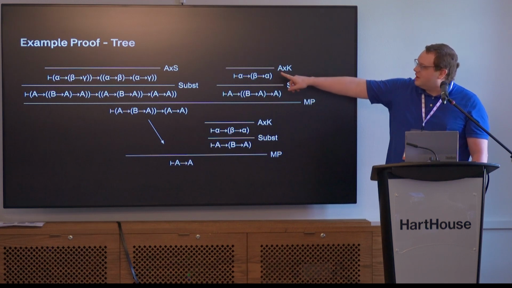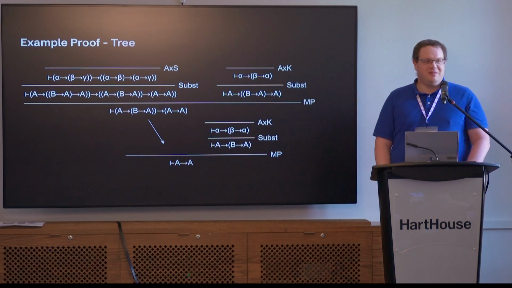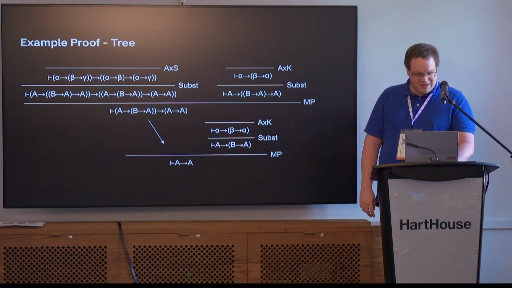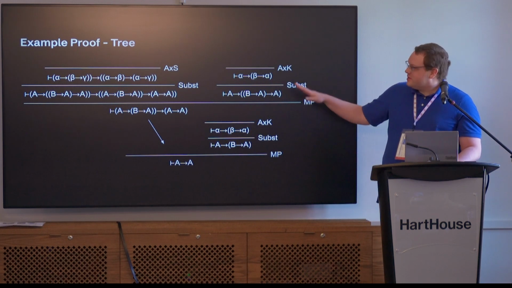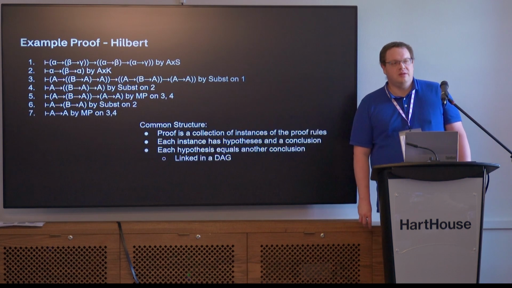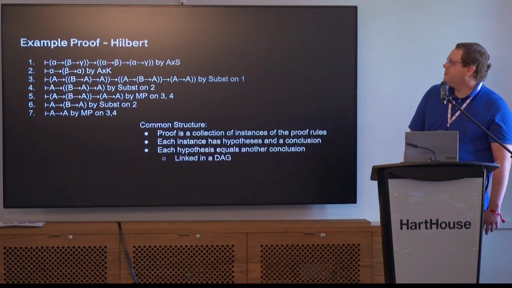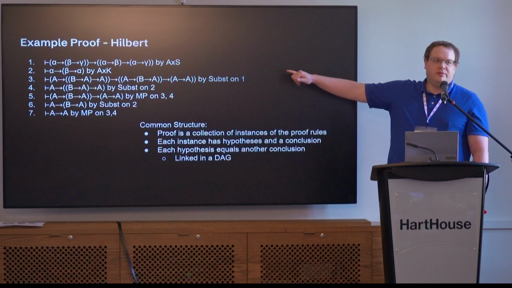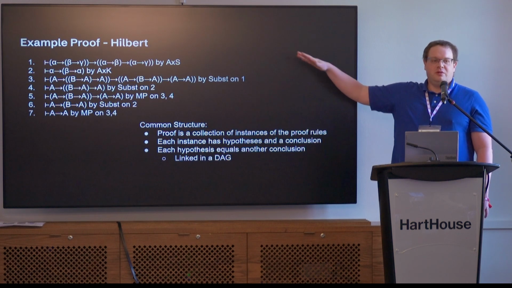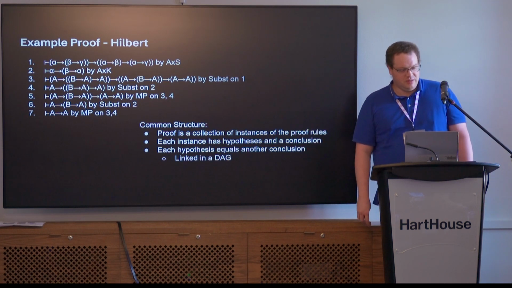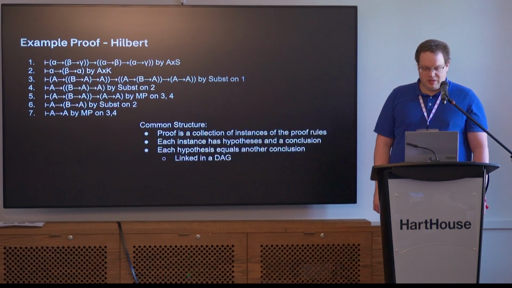I named them after the S and K combinators because that's the only way I can remember to prove anything with them. But so here's a tree structured proof. Another format that you might see is a Hilbert proof, where each step is a proof rule. Usually you just write down what you proved and what earlier steps you used.